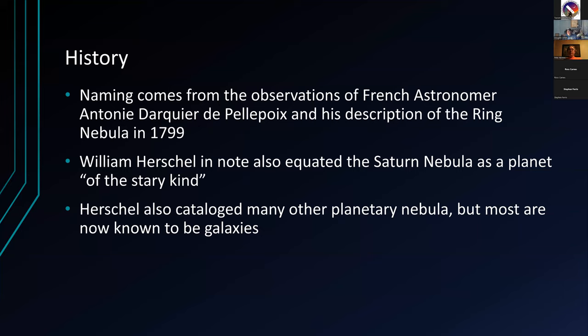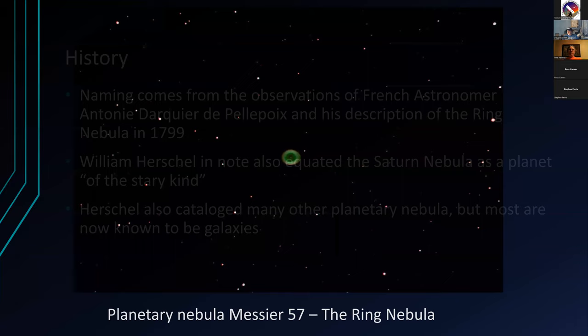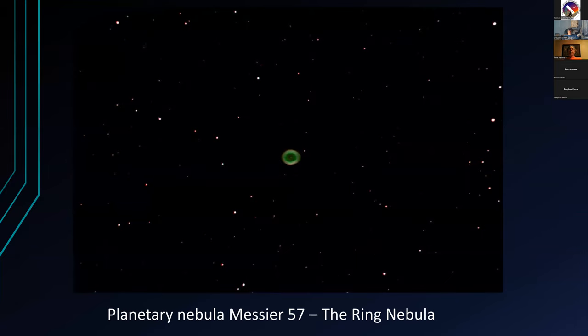But we now know that most of the nebulae that Herschel ended up cataloging weren't planetary nebulas at all, they were galaxies. But we didn't have the ability to distinguish them or recognize that they were proper galaxies until the 20th century with work that was done by Hubble. So this is another example of why these are sometimes mistaken, and where they initially got their name.